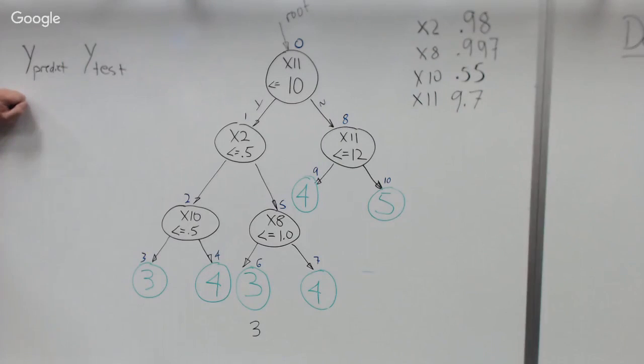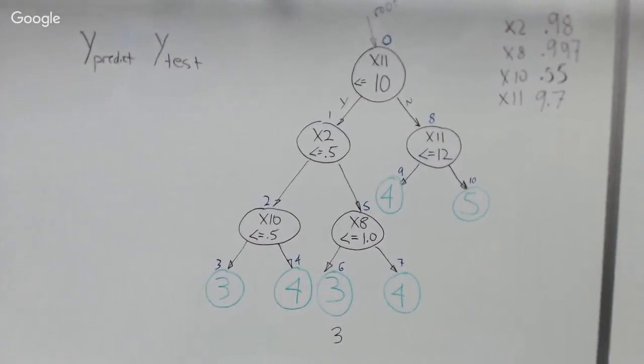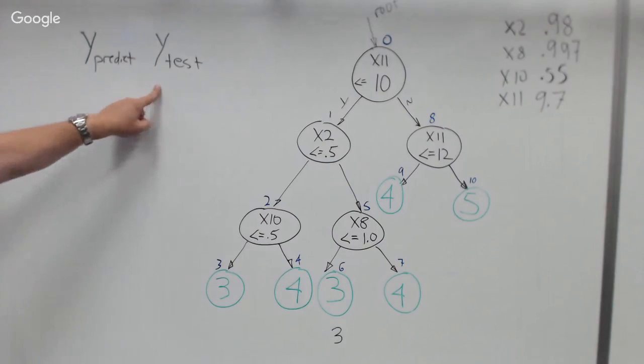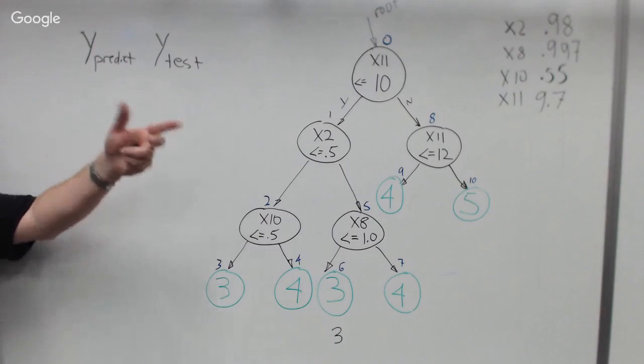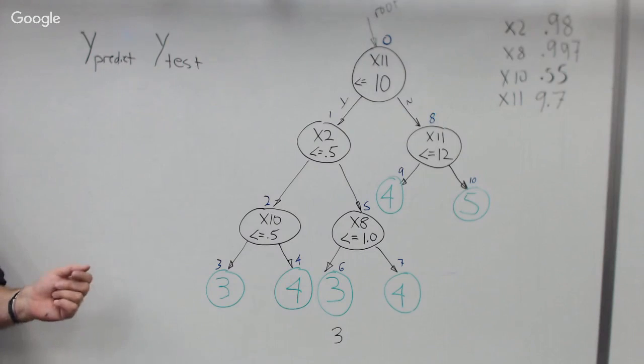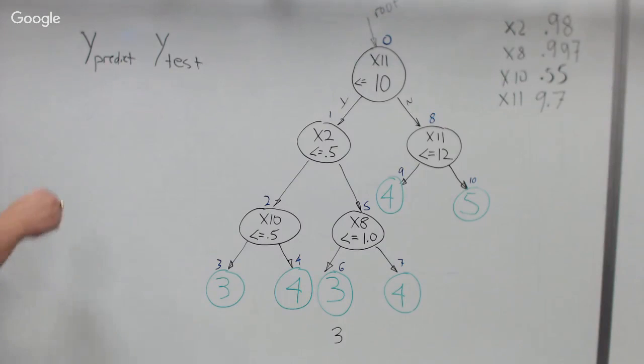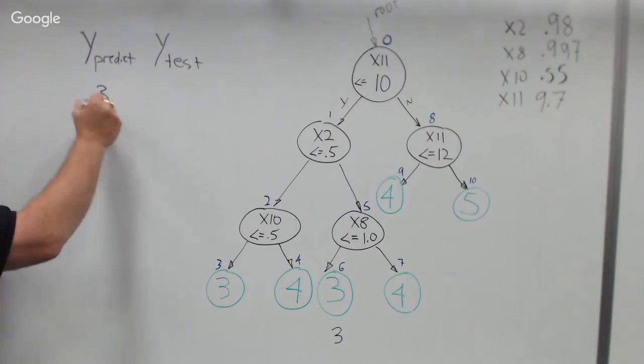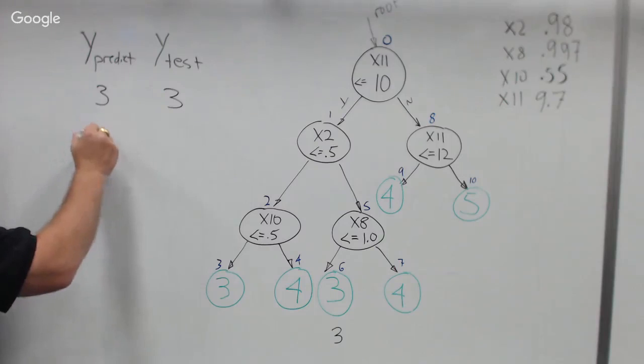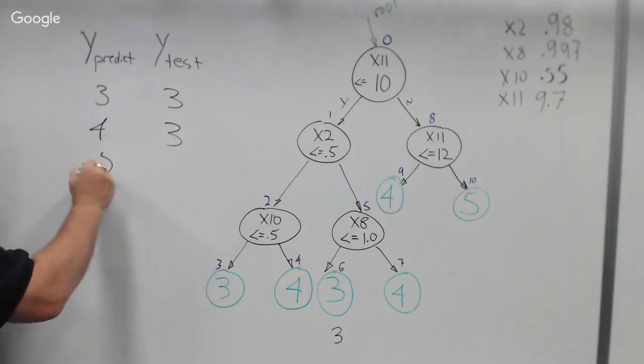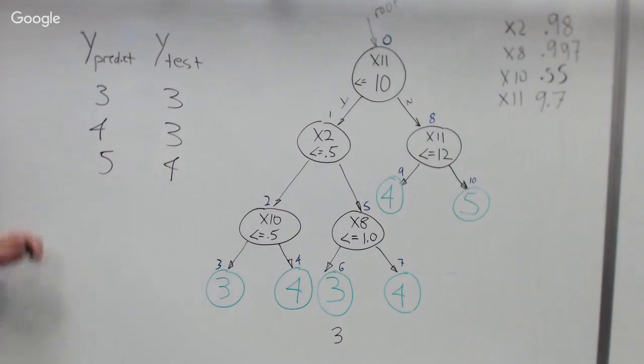So Y predicted is the number that our model thinks that particular data element is, and Y test is the value that we know already. We hid that data from the system, and now we're testing to see how good it is. So let's say our predict is 3, 4, 3, 5, 4 and our test is 3, 4, 3, 5, 4. So we're making a prediction and then comparing it to what the actual data was.